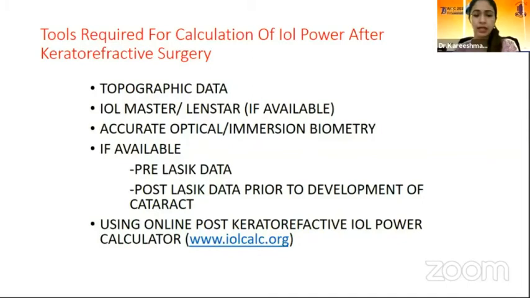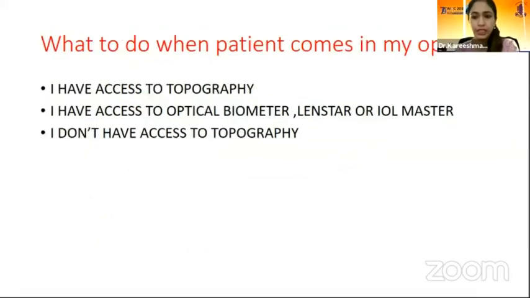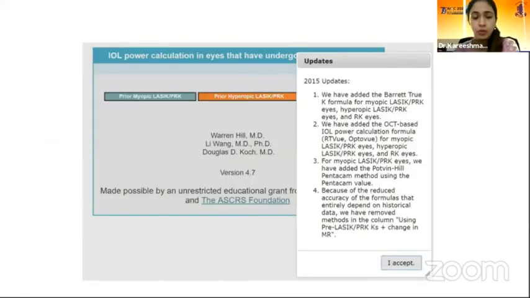And lastly, what I use and what I'm going to be talking about is the online IOL Power Calculator. So what to do when the patient comes in your OPD? Check, first of all, do you have access to topography? Do you have the topography yourself? If yes, you do it. If not, please do not hesitate to refer, because you would need a topography in a post-keratorefractive surgery patient for sure. All right, you go on to the IOL Power Calculator on ascrs.com.